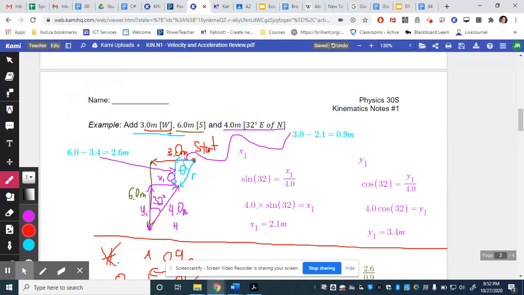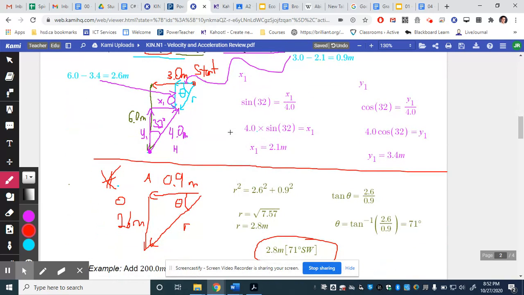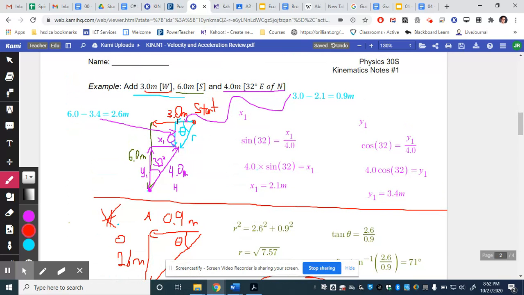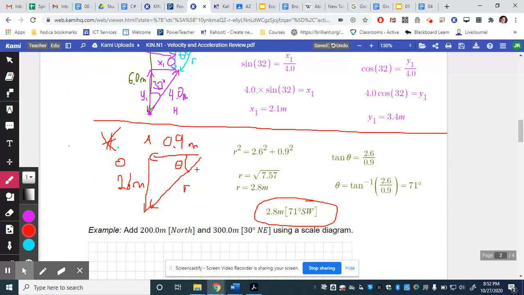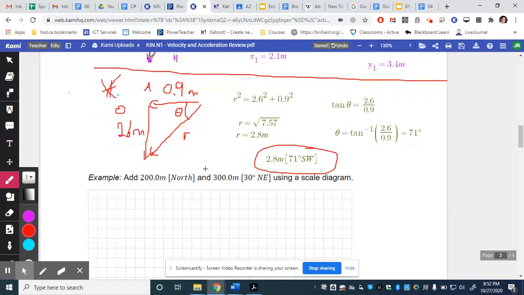This is a super tough question. It's a big question. And this is how we do it. We got to add up all the components. We figured out exactly how far east-west we went, how far north-south we went, made a new triangle, and then found the resultant vector there with the angle. And there we go. Pretty simple.